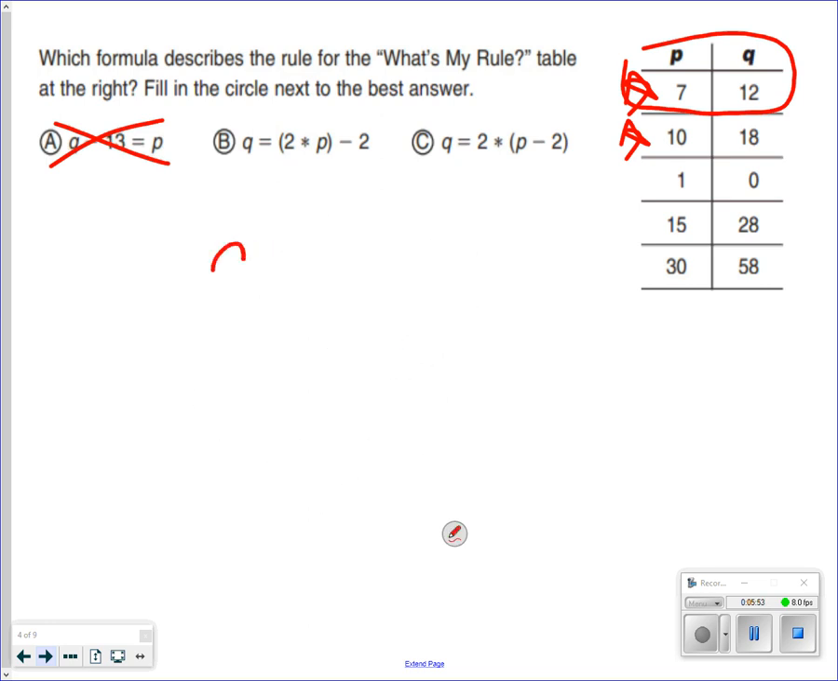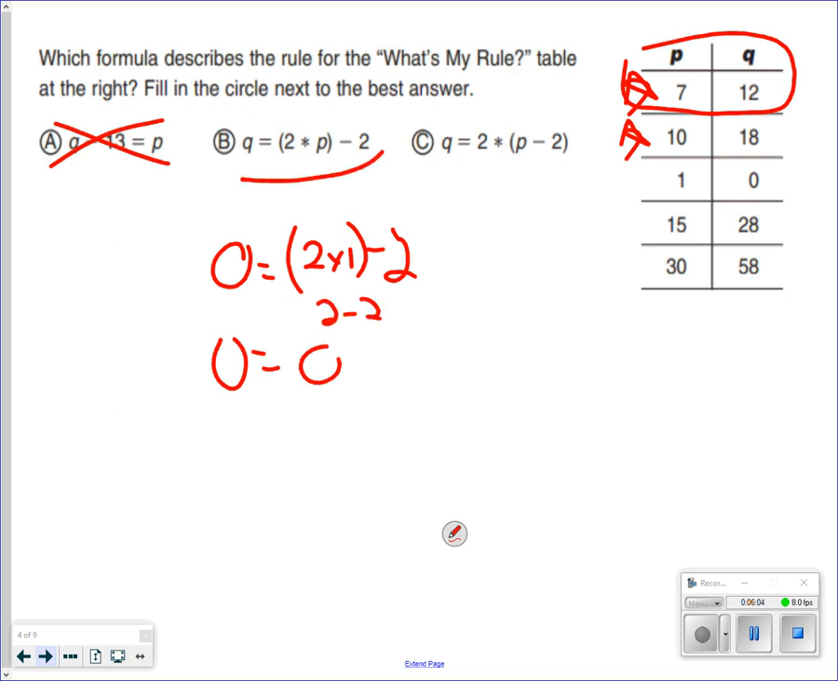Q is 0 equals 2 times 1 minus 2. 0 equals 2 minus 2, which is 0. Perfect. There is our equation. Works out just fine. So we would circle the middle one.